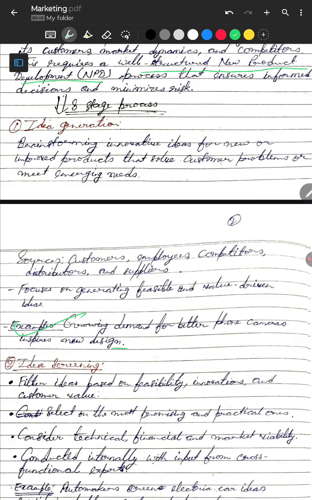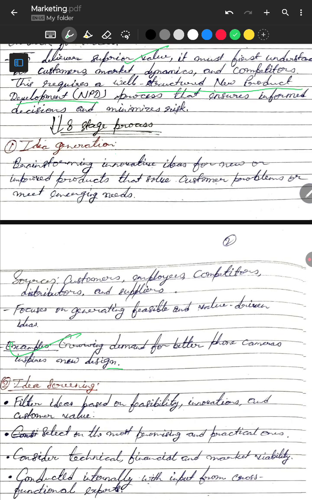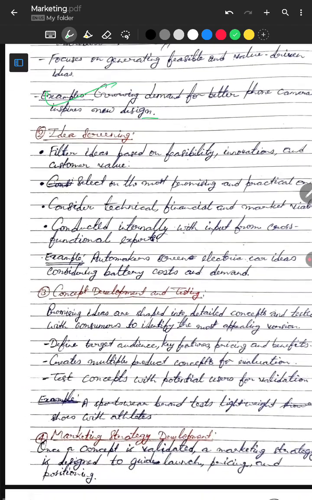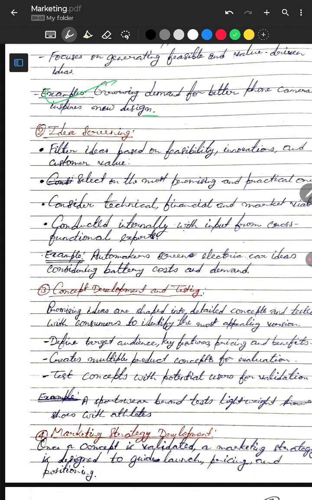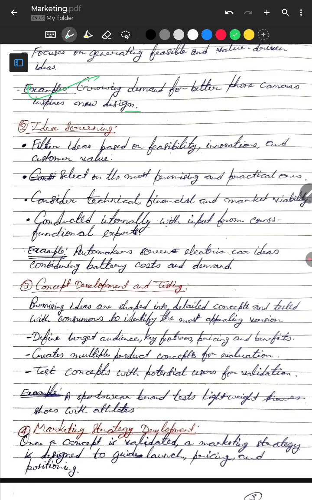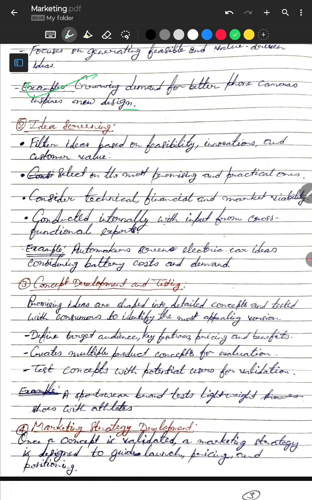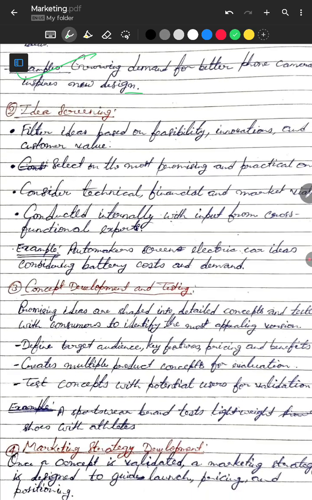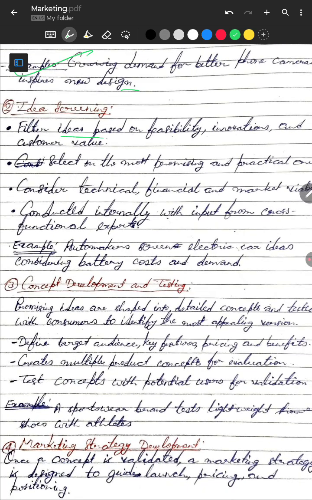So that's all about the idea generation stage. That is the first stage of new product development. Then the second step is idea screening. What happens in idea screening? It is about filtering new ideas based on feasible innovations and customer value.